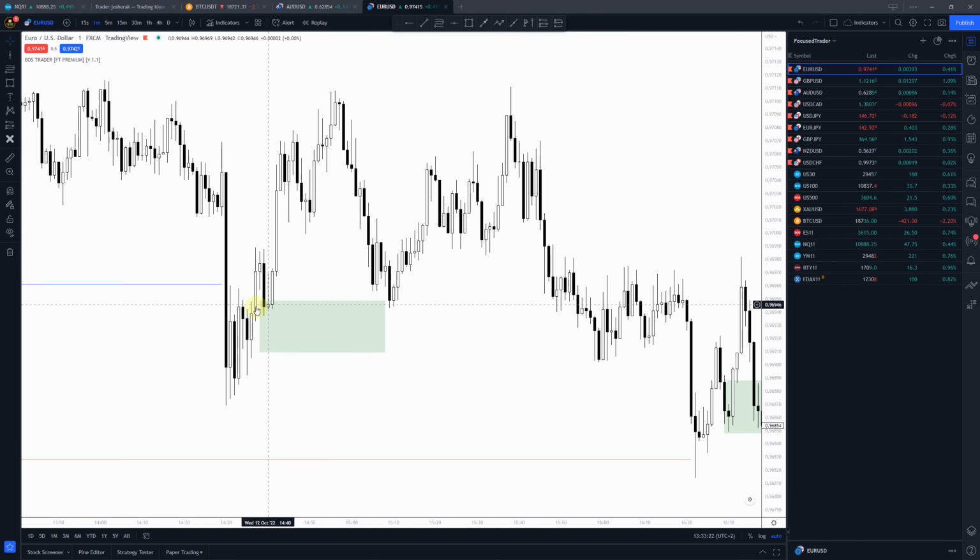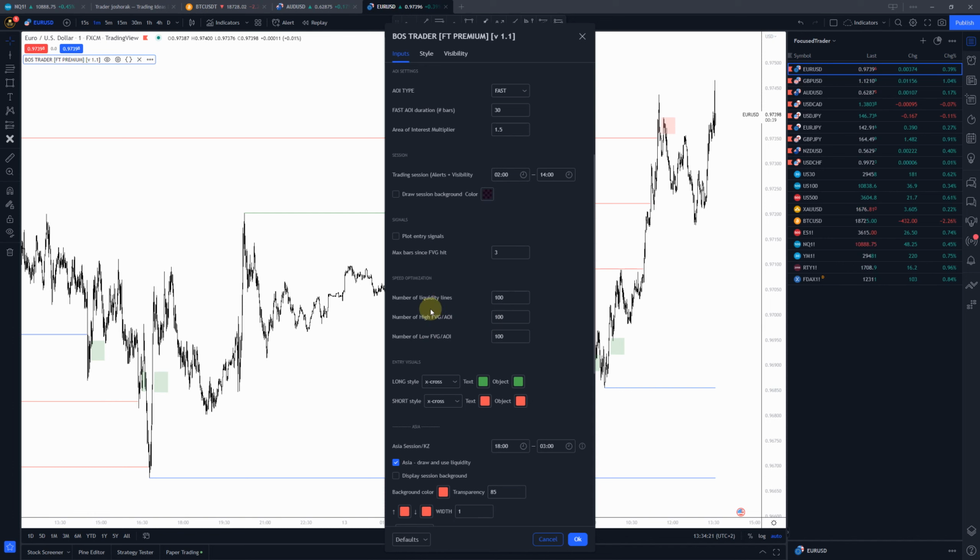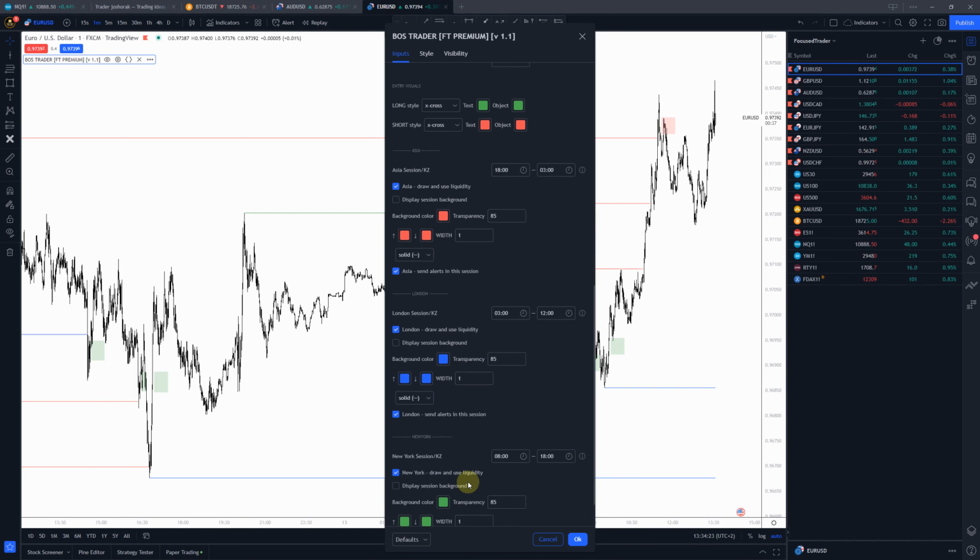Don't expect any strategy that will work 100% of the time, and we see a beautiful liquidity grab here. Okay, and let's continue with our settings. This is just a speed optimization. If you have problems loading the script, for example, you could lower the number of drawn liquidity lines, the FVGs or AOIs, etc. These are only visuals.